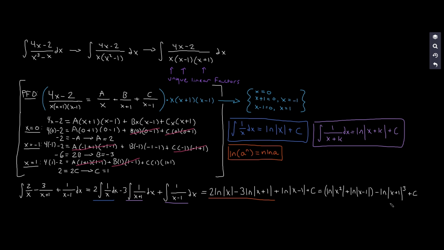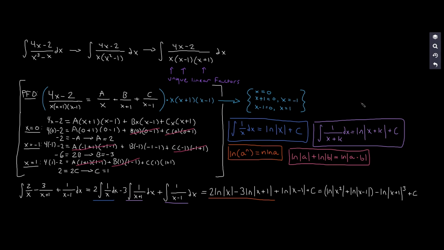So now at this point, we're going to apply the product rule of logarithms to our expression here. This just says that the natural logarithm of the absolute value of a plus the natural logarithm of the absolute value of b equals the natural logarithm of the absolute value of a times b.